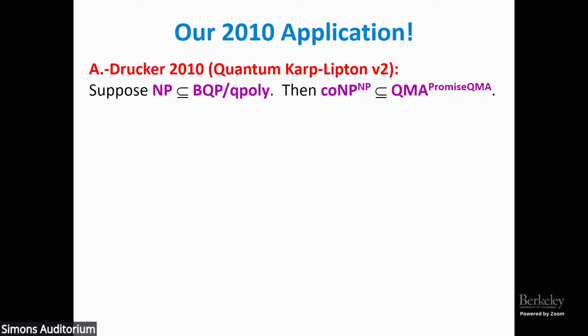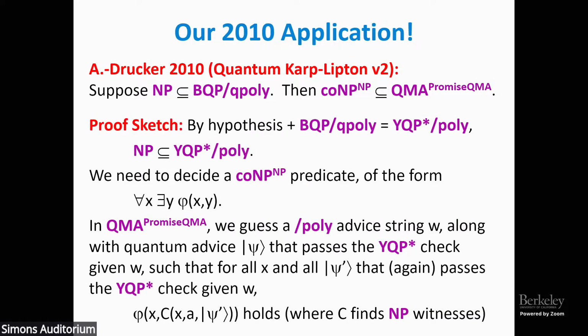Okay, it says, suppose that NP is in BQP/qpoly. Okay, so NP-complete problems become easy with quantum advice. Then coNP to the NP, so the second level of the classical polynomial hierarchy, is contained in QMA to the PromiseQMA. Okay, so I don't quite get any one hierarchy to collapse, but I get something really strange to happen to uniform complexity classes that sort of smells like a polynomial hierarchy collapsing. Okay, we at least get that much. Okay, so how do we do that? All right.